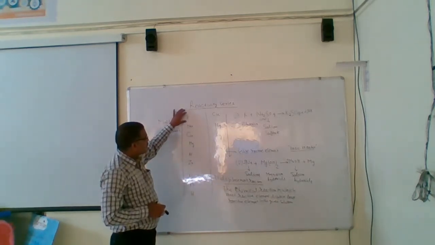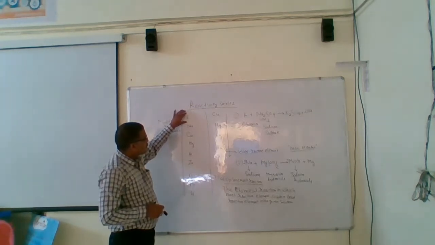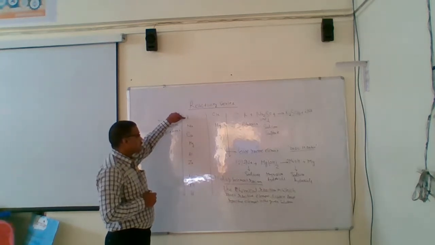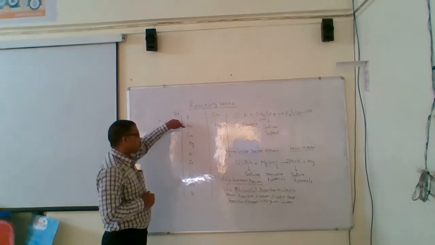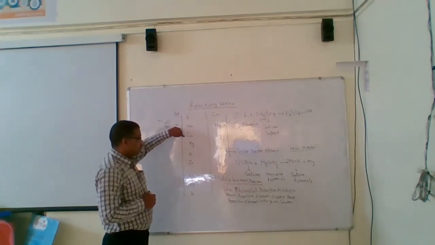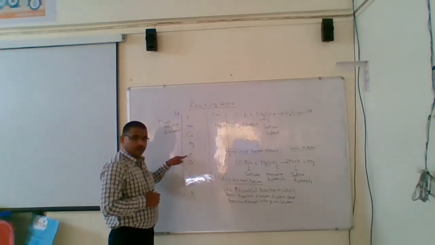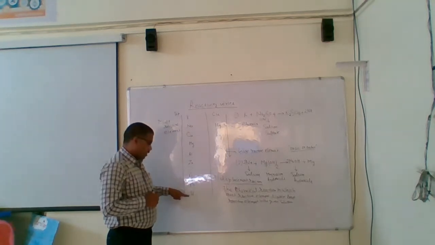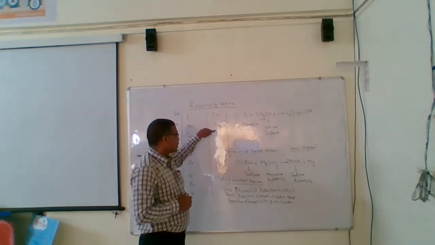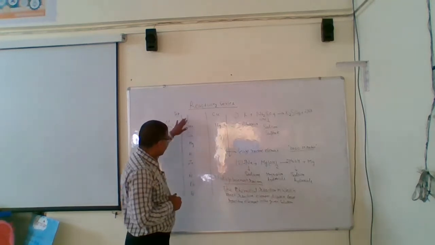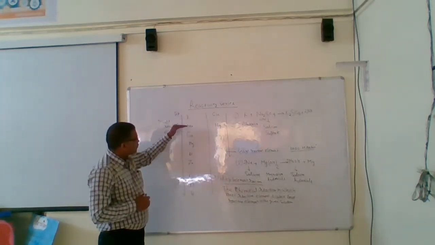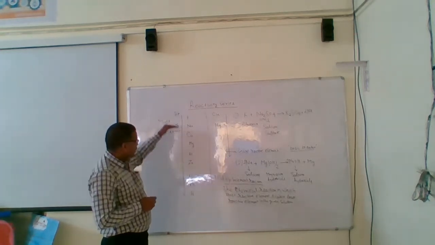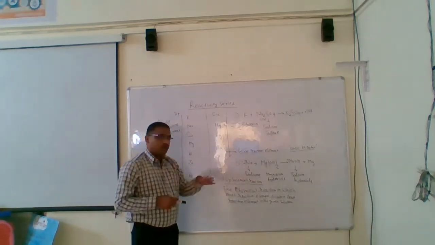Now, in this reactivity series: potassium, sodium, calcium, magnesium. K is potassium, Na is sodium, Ca is calcium, Mg is magnesium, Al is aluminium, Zn is zinc, Fe is iron, Pb is lead, H is hydrogen, Cu is copper, Hg is mercury, Ag is silver, Au is gold. These elements are kept in sequential order. The top is the most reactive element in this series, in reducing order, and at the bottom the least reactive element is gold.